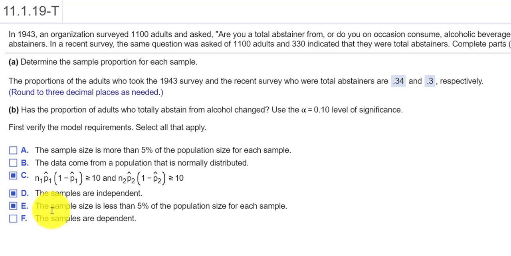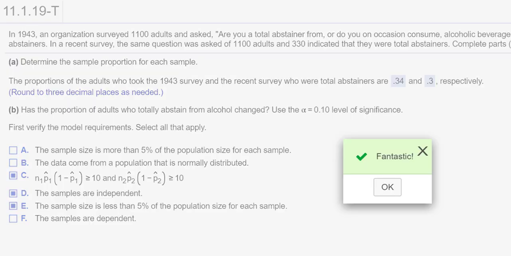So I've checked the sample size is less than 5% of the population size. The samples are independent, and we had this, n times p hat times the quantity of 1 minus p hat is greater than or equal to 10, and the same goes for the second sample. I think that's everything we need. I press check answer, and we get the fantastic.